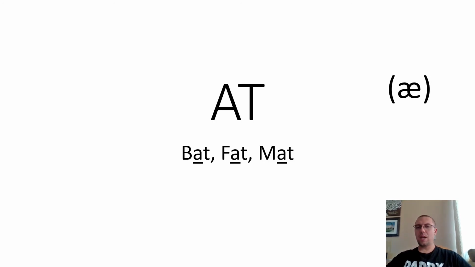It's military, secretary, library. So when A has a T at the end, such as in bat, fat, mat, it is almost always going to have the first sound that we talked about, which is the short A sound, with a more open mouth but with the lips coming out to the side, so it's a more horizontal shape. Bat, fat, mat.